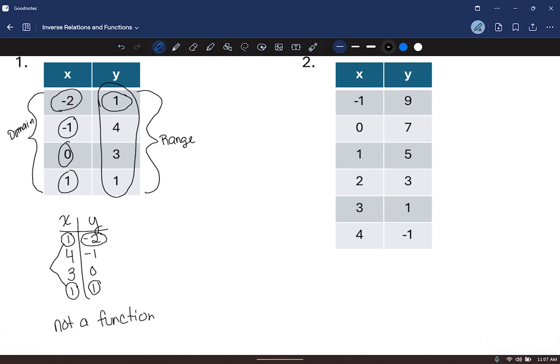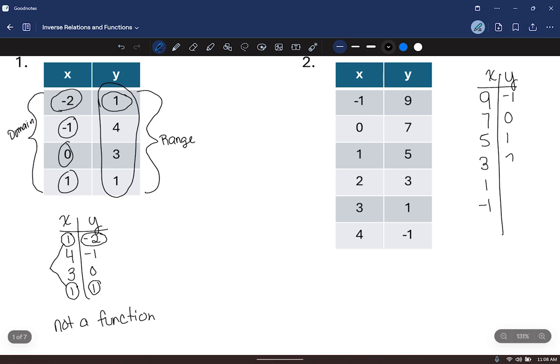All right, so remember, when we do inverses, the domain becomes the range and the range becomes the domain. The x's and the y's just flip. So if we took a look at number 2, for my inverse, I'm just going to switch. So my y's were 9, 7, 5, 3, 1, and -1. So now those are my x's, and my y's are now -1, 0, 1, 2, 3, and 4. Now remember, all of these numbers represent ordered pairs. So this is -1, 9, 0, 7, 1, 5, 2, 3, so on and so forth.